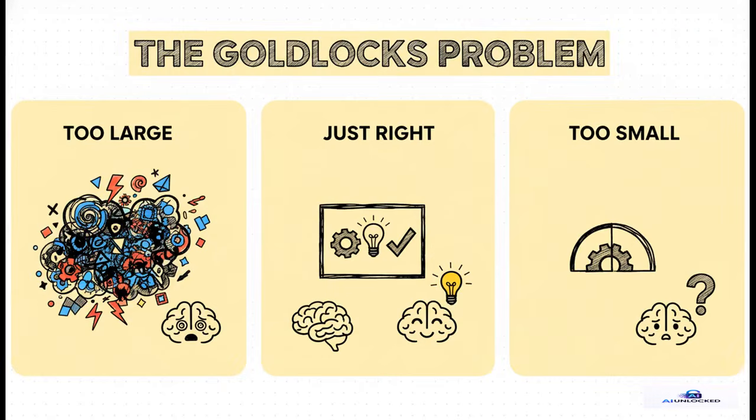And this creates what I like to call the Goldilocks problem. If your chunks are too big, they're packed with noise and irrelevant stuff that just confuses the LLM. But if they're too small, they don't have enough context to make sense. Both roads lead to bad answers. You need your chunks to be just right.